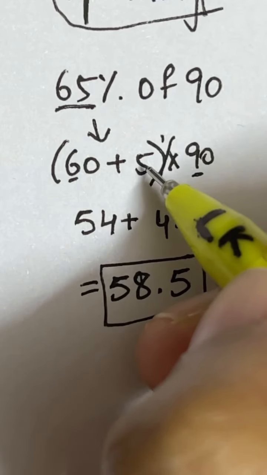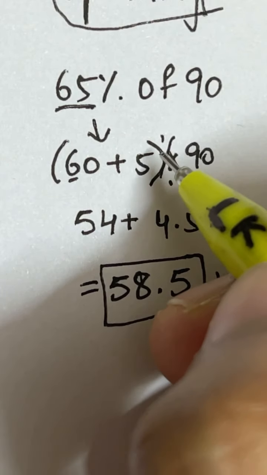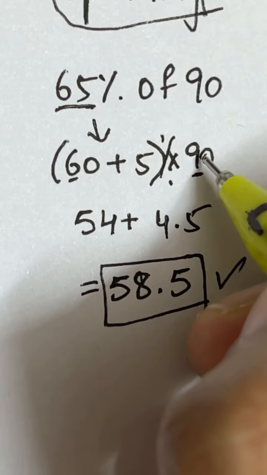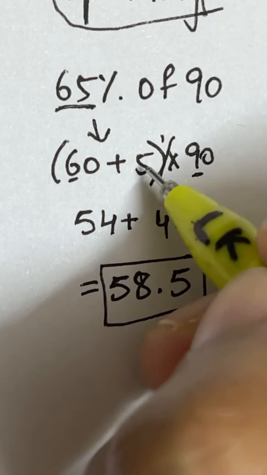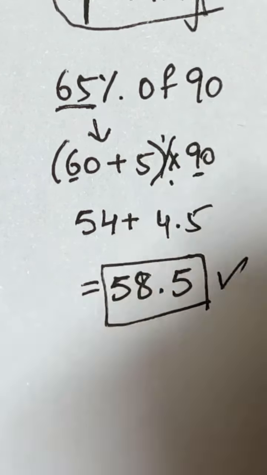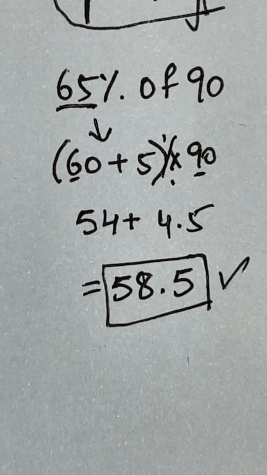So whenever you have 5% or 4%, find out 10% or 1% and then multiply that. 10% of 90 is 9 and half of 9 is 4.5. 5 is half of 10. Okay, let's see another example.